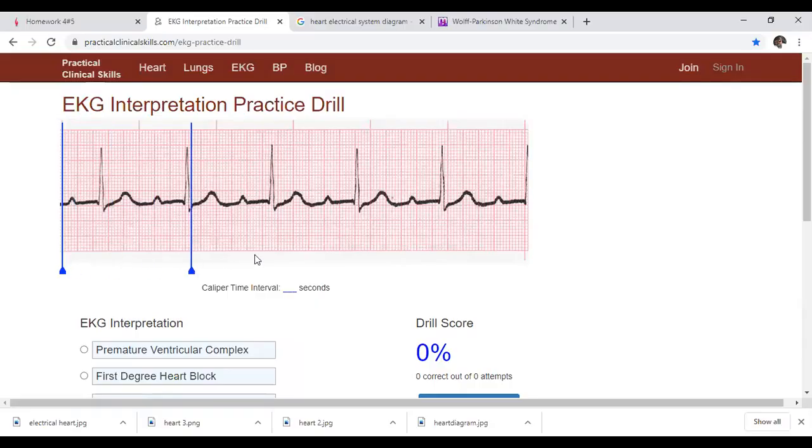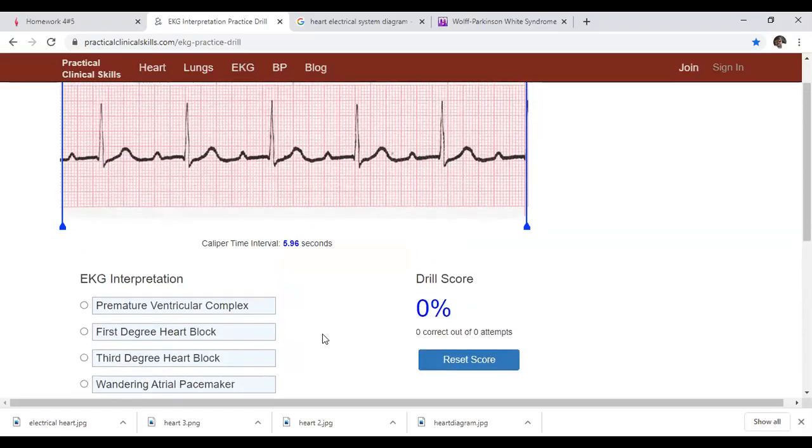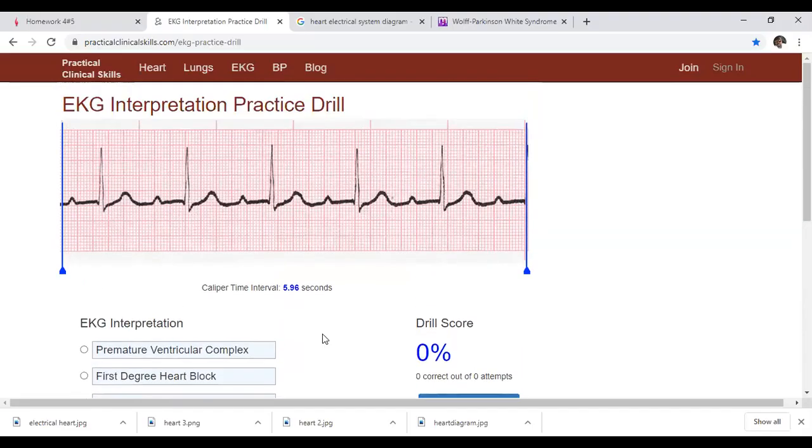What does this look like? You've got a P, QRST, P, QRST, P, QRST, P, QRST, P, QRST. It looks like normal sinus rhythm. Is that a choice? No. Not a choice. So what's close to a normal sinus rhythm?